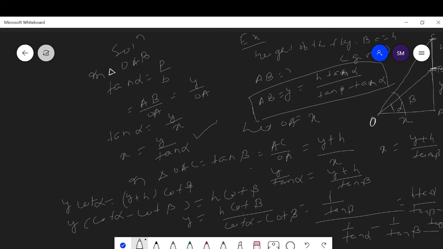Here we have to find out the height of the tower, means we have to find out AB. By solving this we get this. AB means y is equal to h tan alpha upon tan beta minus tan alpha. By simplifying this, we get this is the answer.